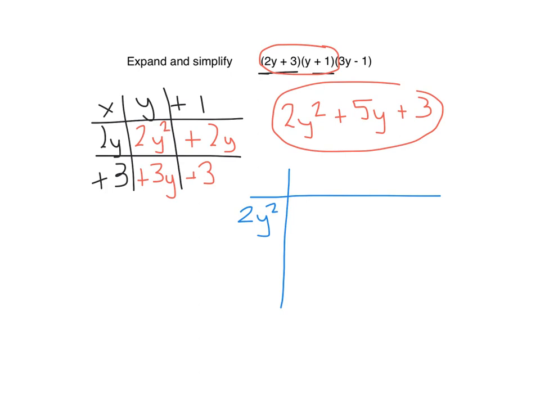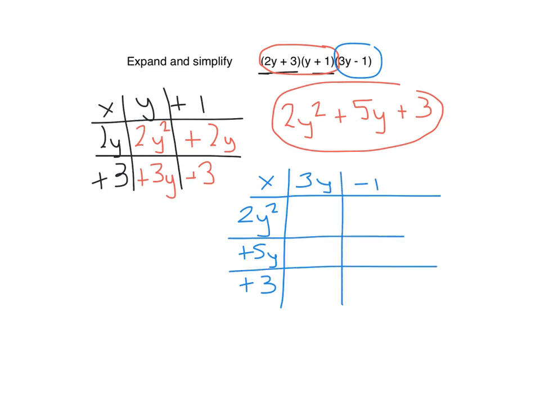2y squared plus 5y plus 3 times 3y minus 1. So I'm going to have 2 times 3 is 6, and y squared times y is y cubed. So that's going to be minus 2y squared there. And 5y times 3y is going to be 15y squared. 5y times negative 1 is going to be minus 5y. And then 3 times 3y is 9y. And then 3 times negative 1 is minus 3.